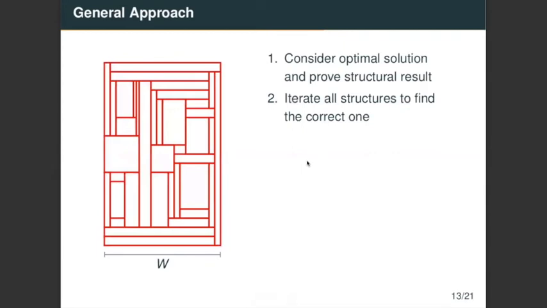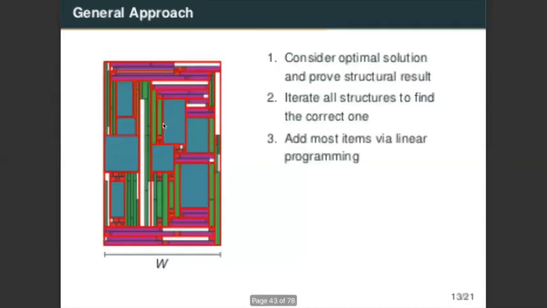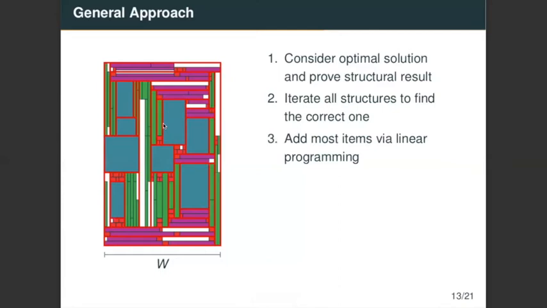The main thing is to first obtain these subregions. These subregions in the literature are mostly known as containers. So once you find these containers by iterating over all the possible structures, the next thing is to try to pack as much as possible of the items inside these containers. Here you can see that almost all the area of these containers is filled except for a small amount.